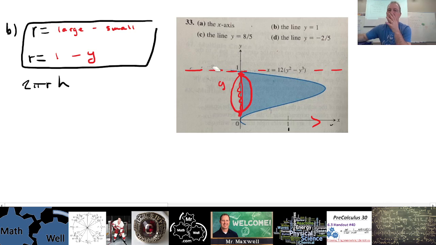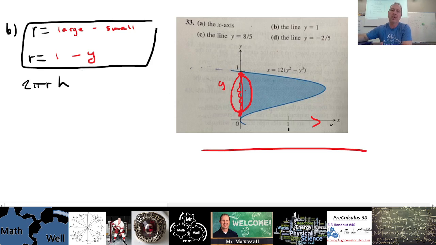Now again, for C, let me just run over this right now. For C, the line is way up here. Which one's bigger? The line. So the radius will be 8/5 minus y. Down here, negative 2/5, down there, y is larger. So for the radius, we use y minus negative 2/5, or y plus 2/5.